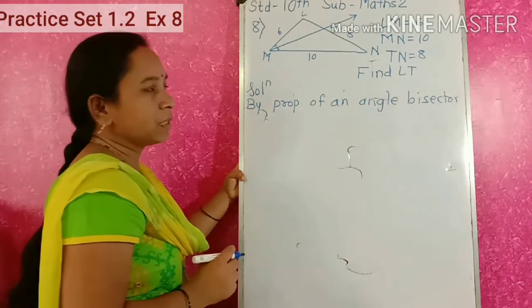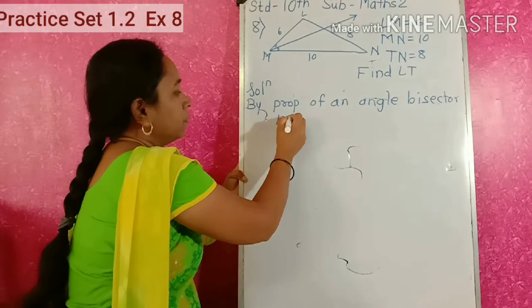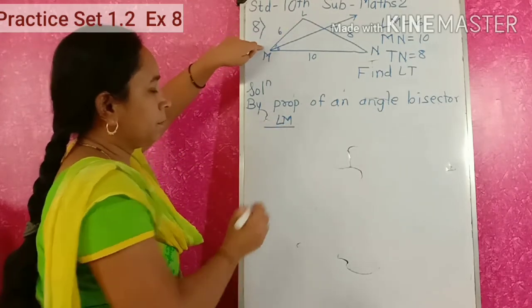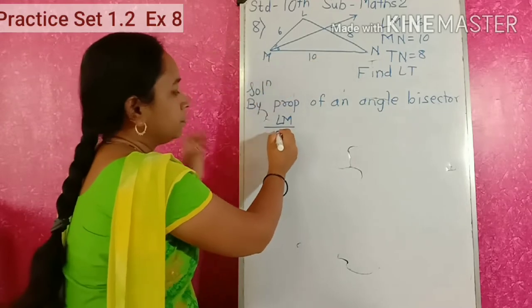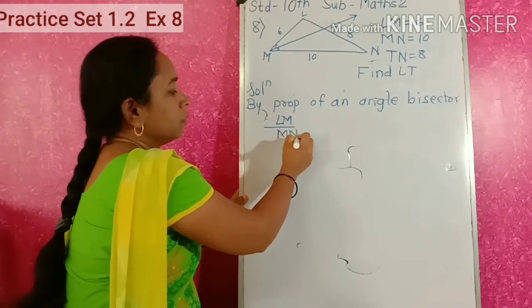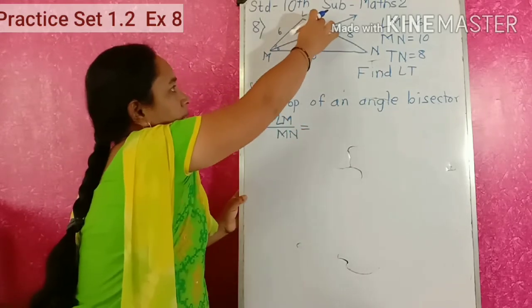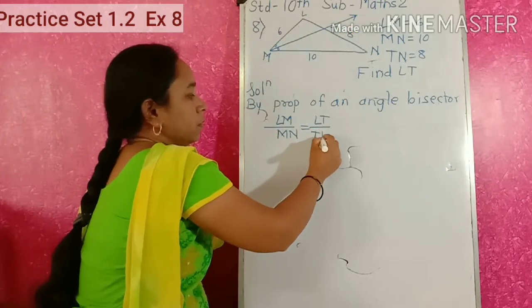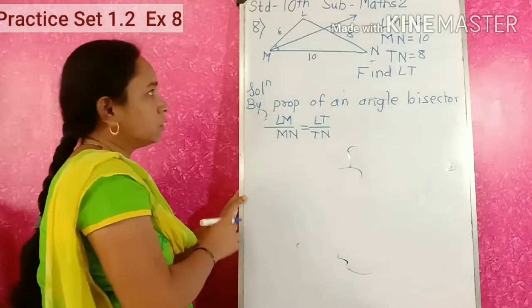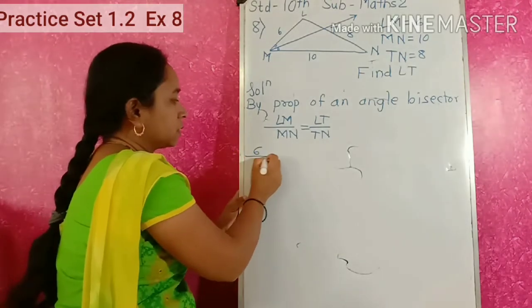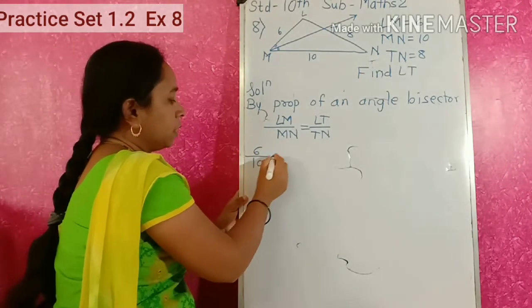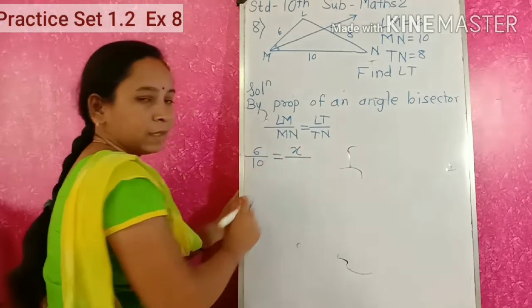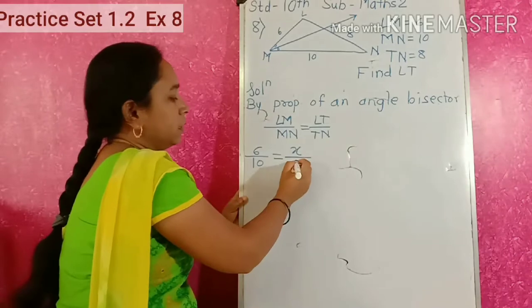what does the property say? LM upon MN is equal to LT upon TN. Put the values. LM is 6, MN is 10, LT we have to find, it is X unknown, TN is 8.